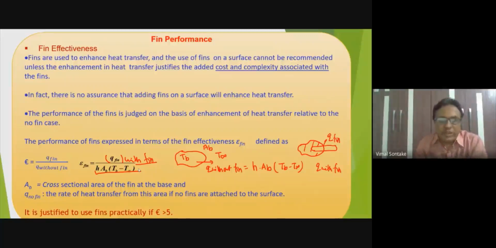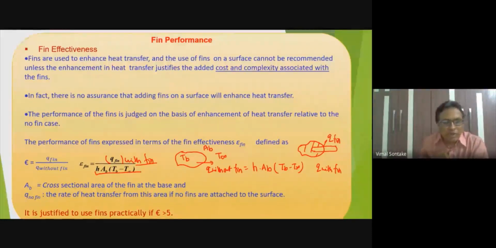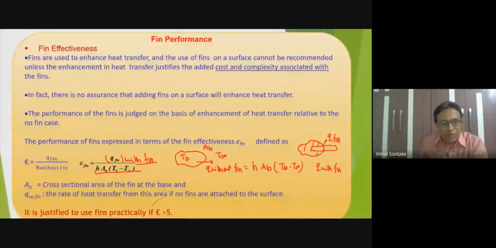Now, based upon this fin effectiveness criteria, it is justified or it is recommended to use the attachment of the fins to the base surface to enhance the heat transfer rate only and only if the value of this effectiveness comes out more than 5. If this effectiveness value is more than 5, the addition of the fin will be more justifiable in terms of maximum heat transfer enhancement and less cost and complexity.